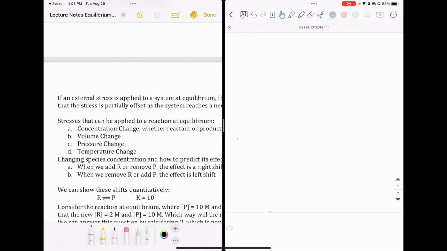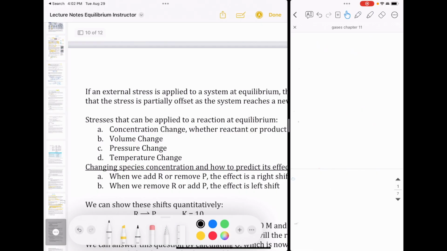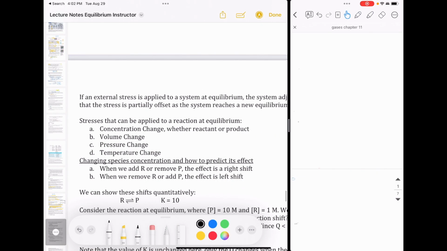And so what kind of stresses can you apply to a reaction that is at equilibrium? You can change its concentration. For example, you can add more reactant or add more product. We can change the volume of the container, or add more water or evaporate the water if it happens to be an aqueous reaction, because that would change the volume. We can change the pressure if this happens to be a gaseous reaction. We can also change temperature. So all of these are stresses that you'll see have certain effects on the reaction itself. Some of them might have no effect on the reaction. So we'll investigate each one of them.